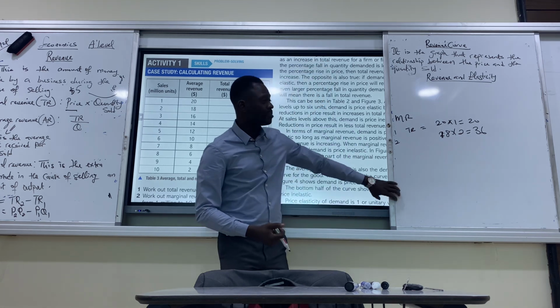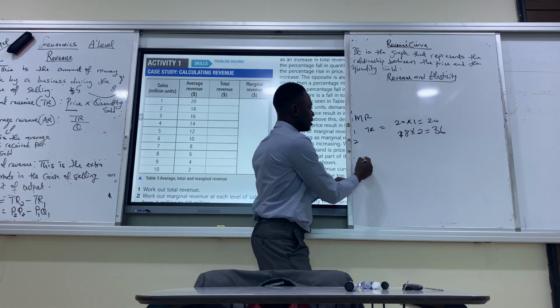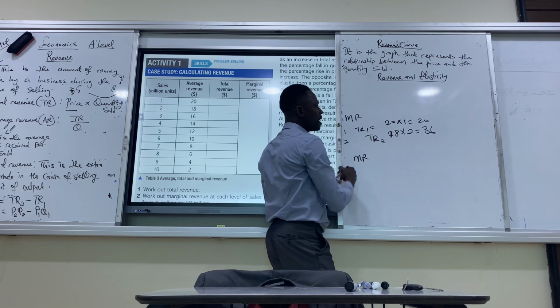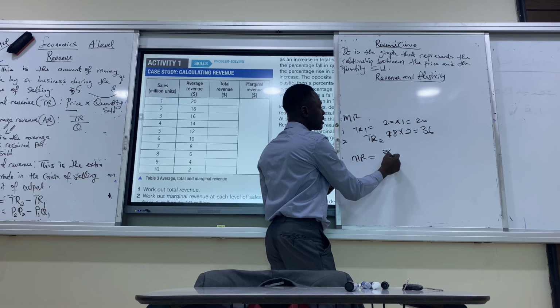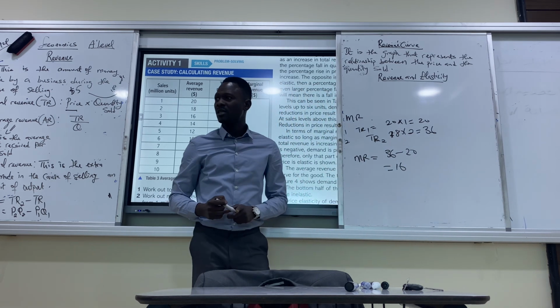So it's 36. Please look at the board, please. So our marginal revenue here will be TR2 minus TR1. These are TR2, these are TR1. So it is 36 minus 20. So that's 16. Do you get it or not?